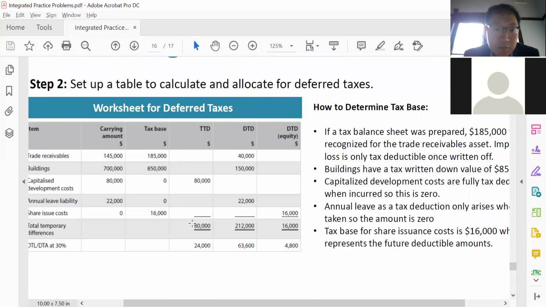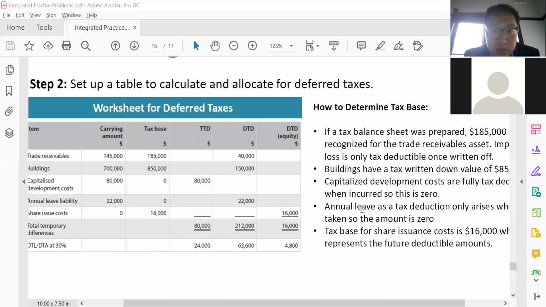We find that from a total temporary difference perspective, the TTDs are 80,000 in aggregate. The DTDs are going to be 212,000 in aggregate. And there's going to be the share issuance costs that represents a deductible amount. We'll put that in equity. Just as an aside, this item here ultimately goes through OCI.